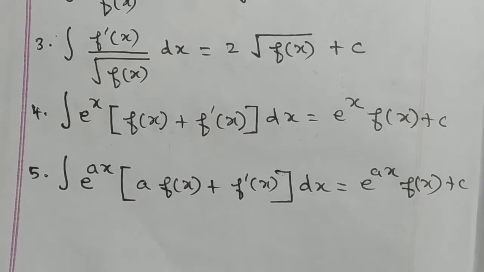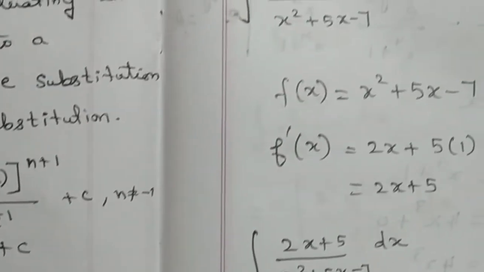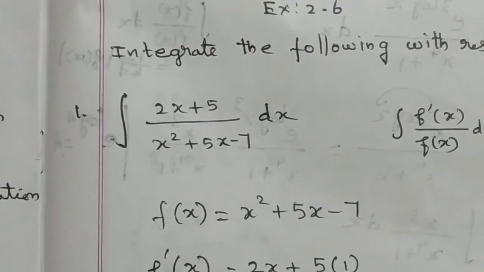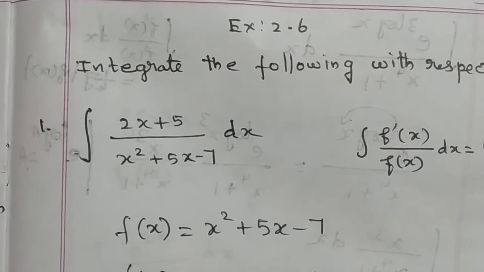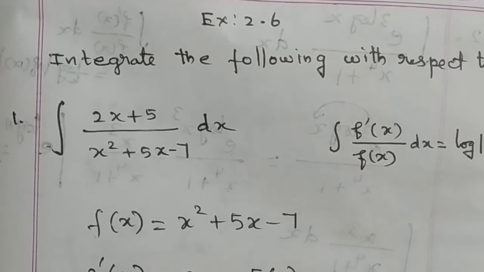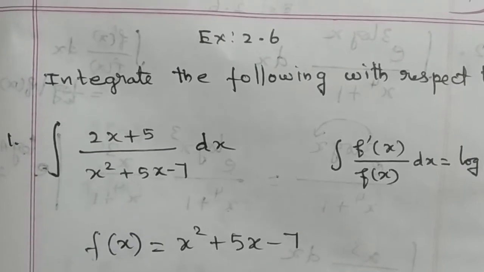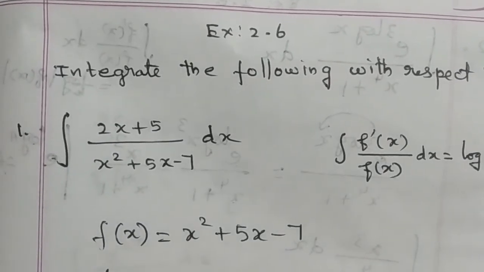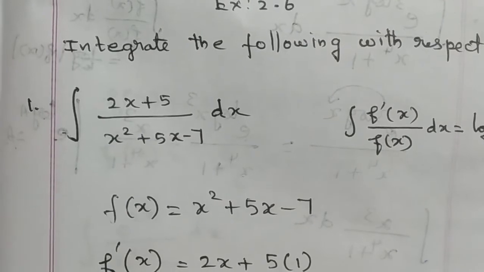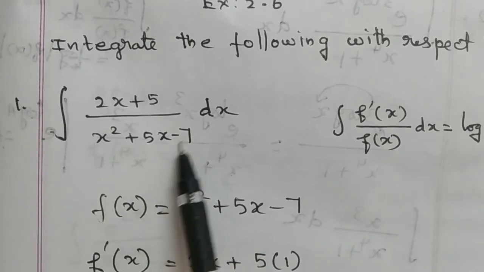Let us discuss some exercise problems. Exercise 2.6. Integrate the following with respect to x. The first problem is integral of 2x plus 5 divided by x square plus 5x minus 7 into dx.